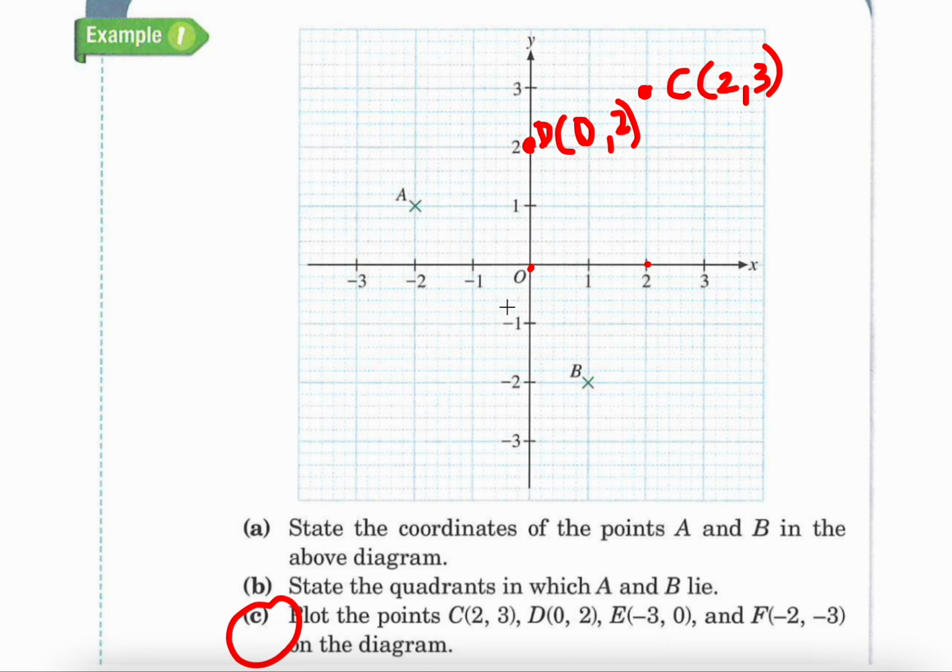Okay, and then E is at -3. Walk to -3 first, and then fly up to 0. Well, I'm already at 0. So here's E. And then F, I need to walk to -2, which is right here, and then fly down to -3. So that's F, -2, -3.